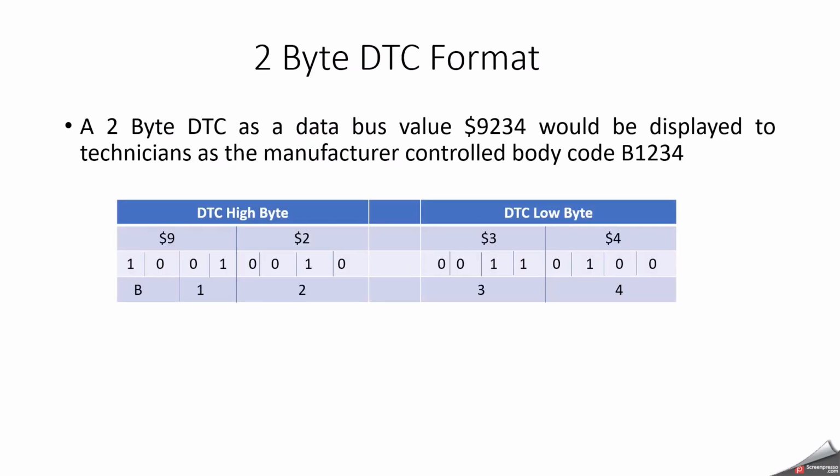What kind of DTC format? Here I have taken an example of the 2 byte DTC format. For example, the number is 9234, and this is the way it will be represented in bits. But this is P1234. This is generally called a manufacturer controlled body code, and this is generally called an SAE code. We can see that in the upcoming slides.